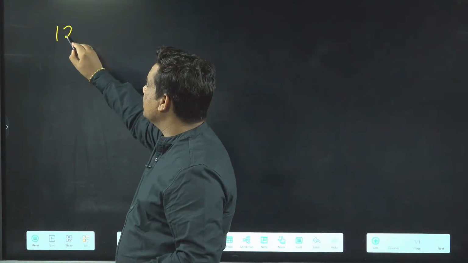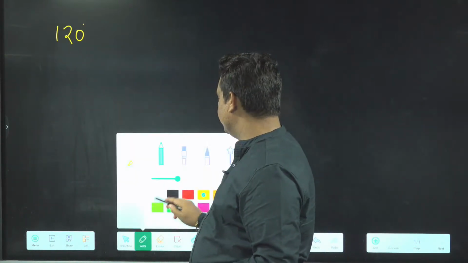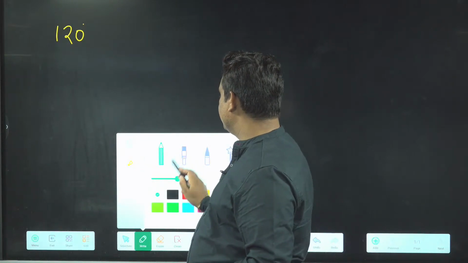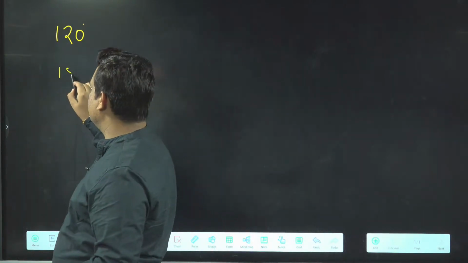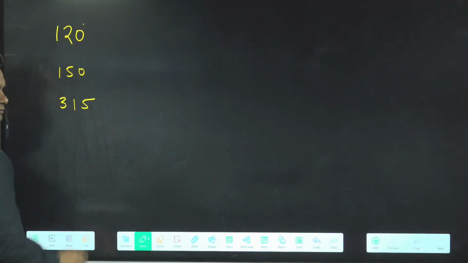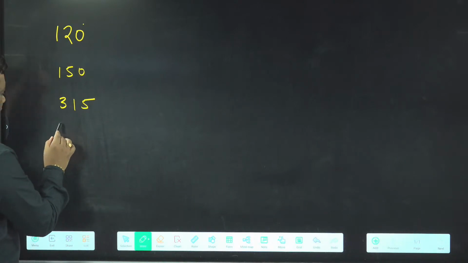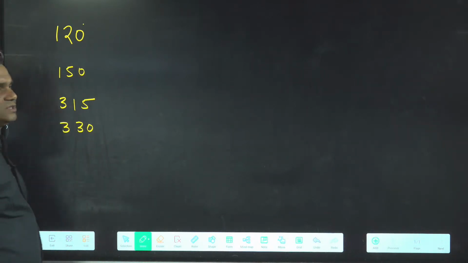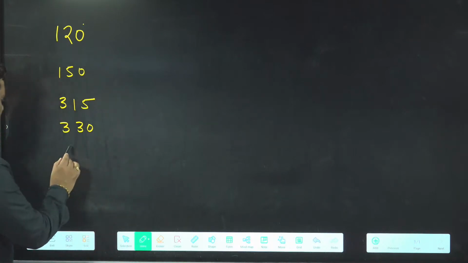Up to 90, I said we need to mug up these things. We have to remember them so that anytime I ask up to 90, you can easily tell. If it is more than 90, then we need to go with the ASTC rule. Suppose I say 120, how are we going to solve for 120? Another one, 150. Then 315, 330, 215.